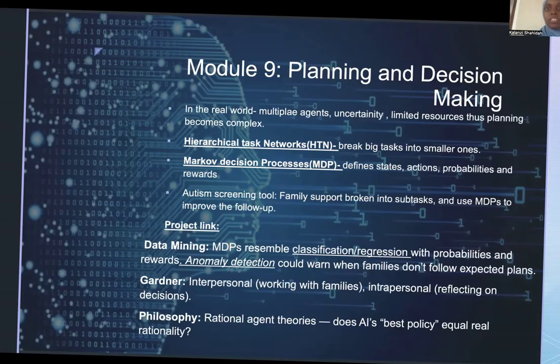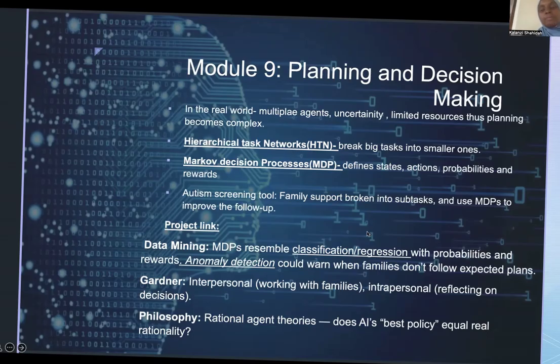Where hierarchical task networks don't work, we can involve Markov decision processes. This one defines the states, actions, probabilities, and gives you rewards. You define the state of the problem, then you take actions, then you derive probabilities of getting a solution, and later you get a reward for solving that problem.